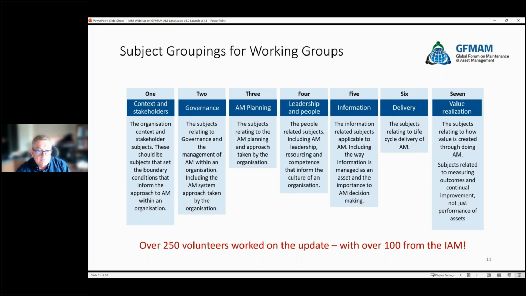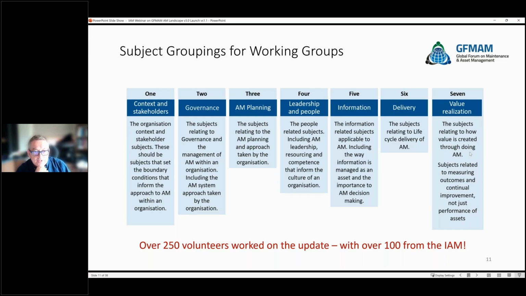We've had over 250 volunteers working on the update, and it's really great that 100 of those came from the IAM. So we've had fantastic contribution from IAM members, and we'll acknowledge, we can't acknowledge all of those, but we'll acknowledge some of the people who were leading those work streams. But thank you from me to everyone who has contributed. It's been a huge collective global effort. So that's been a real positive from this process. As I said, it made it more challenging, but has resulted in a much more diverse perspective on the various subject descriptions.